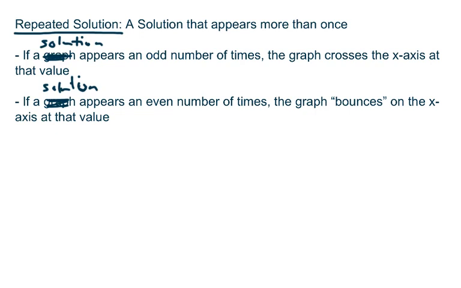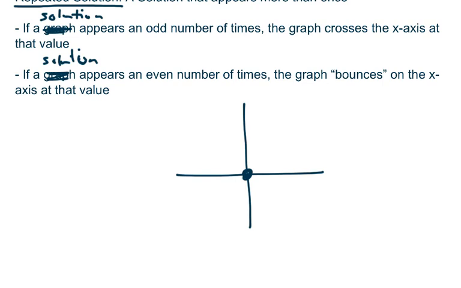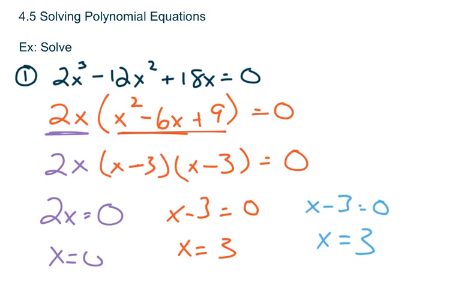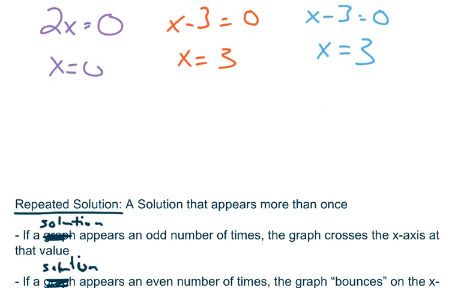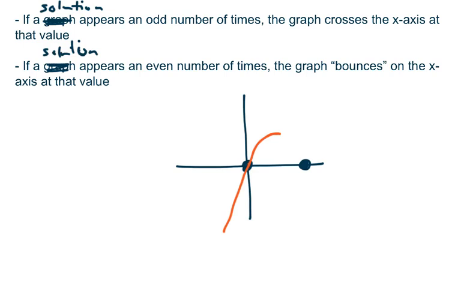So what I could do is, if I wanted to, I could graph this first equation. I know my solutions are 0 and 3, so I make contact at 0, I make contact at 3. Now, my original polynomial was odd degree with a positive leading coefficient, which means it would do something like this. I know that it's going to cross at 0 because it appeared an odd number of times, and since 3 appears an even number of times, it's going to hit the x-axis and turn back the other way. So you can kind of see what I mean by bounce.